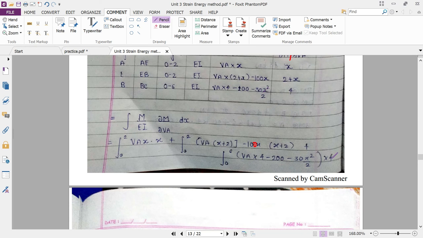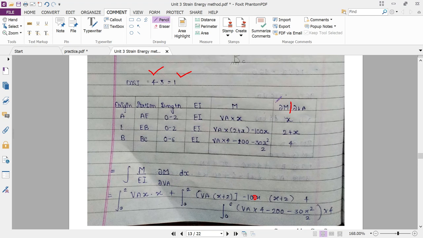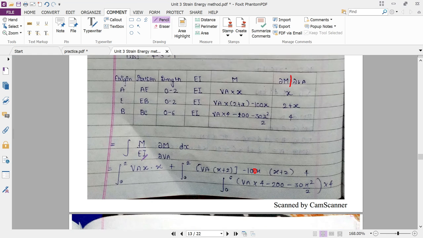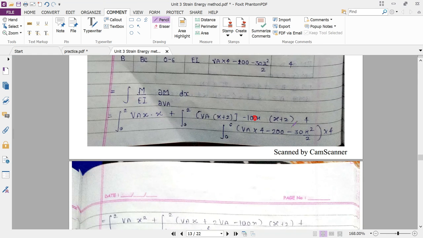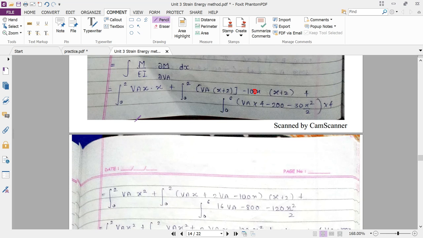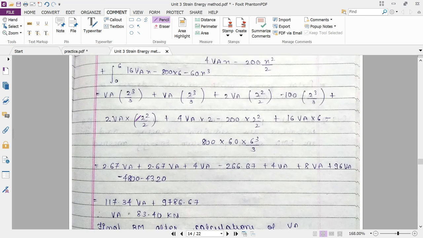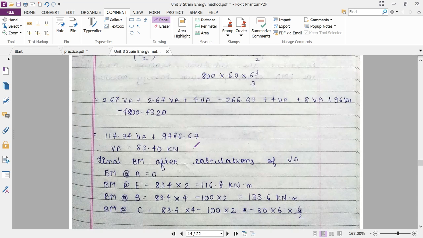30x square by 2 into 4, because we are considering M by EI, and del M by del VA is also considered, because this moment factor is also considered. So we have to incorporate these two values in the strain energy equation very carefully. Then we have to solve this integration by using the calculator, and you have to put the value, and you will get the final answer of VA here, 83.4.